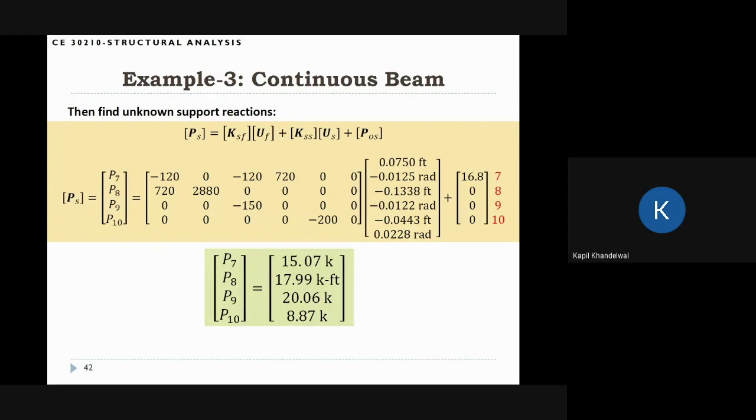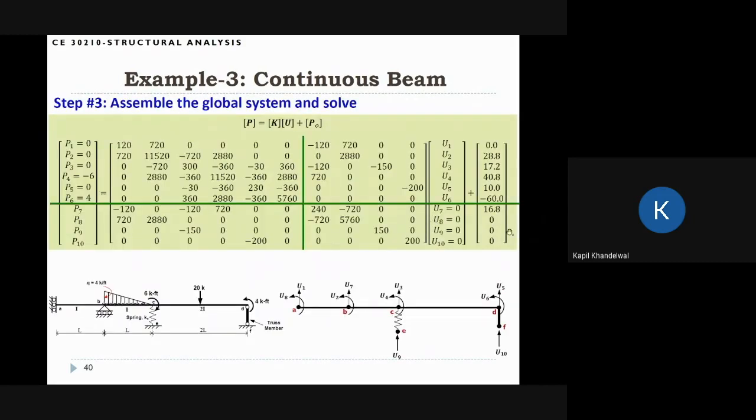And always remember that there is some unit system that we are working with. Finally, we can go back and calculate the support reactions by back substitution. In this case, we know that PS is KSF UF plus KSS US plus POS. Again, we don't need KSS US because US is 0, so this multiplication is not needed. So we just do KSF UF plus POS. For POS, we are just getting the last 4 entries from the global vector, and these are P7, P8, P9, P10. So these are the 4 support reactions that we can get.